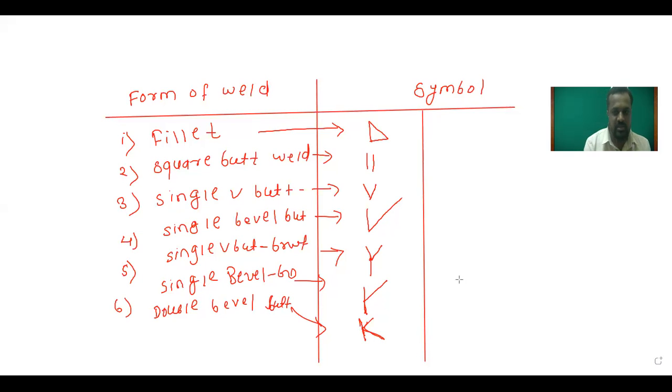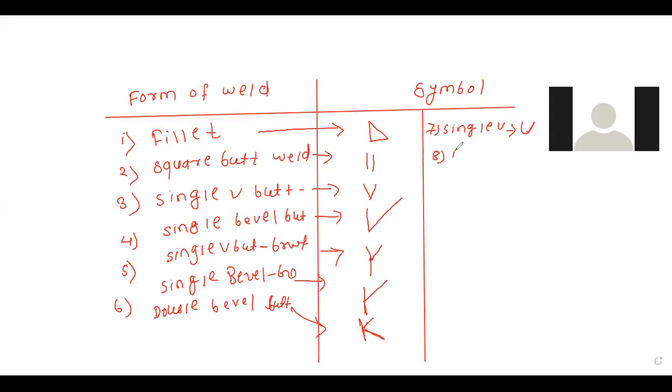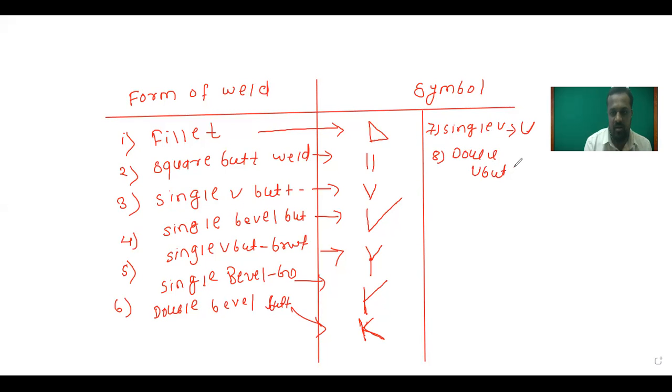Okay, what is remaining? Which symbol is remaining? Next, single U. Yes, the symbol for single U is just U. Then double U butt weld. What is the symbol for that? We have to draw both like this.